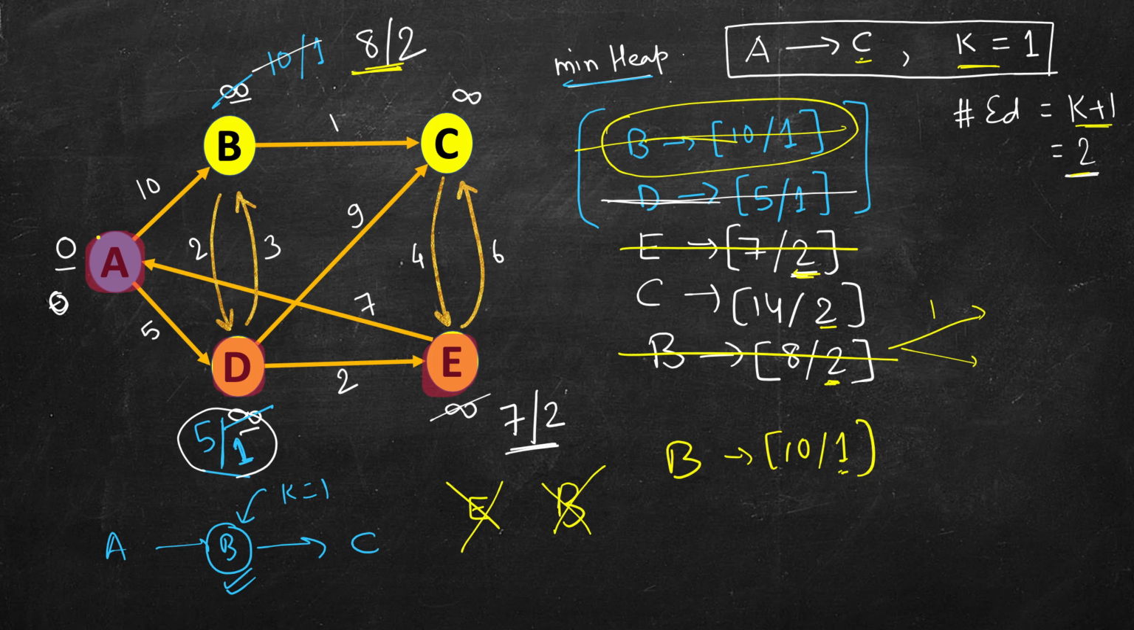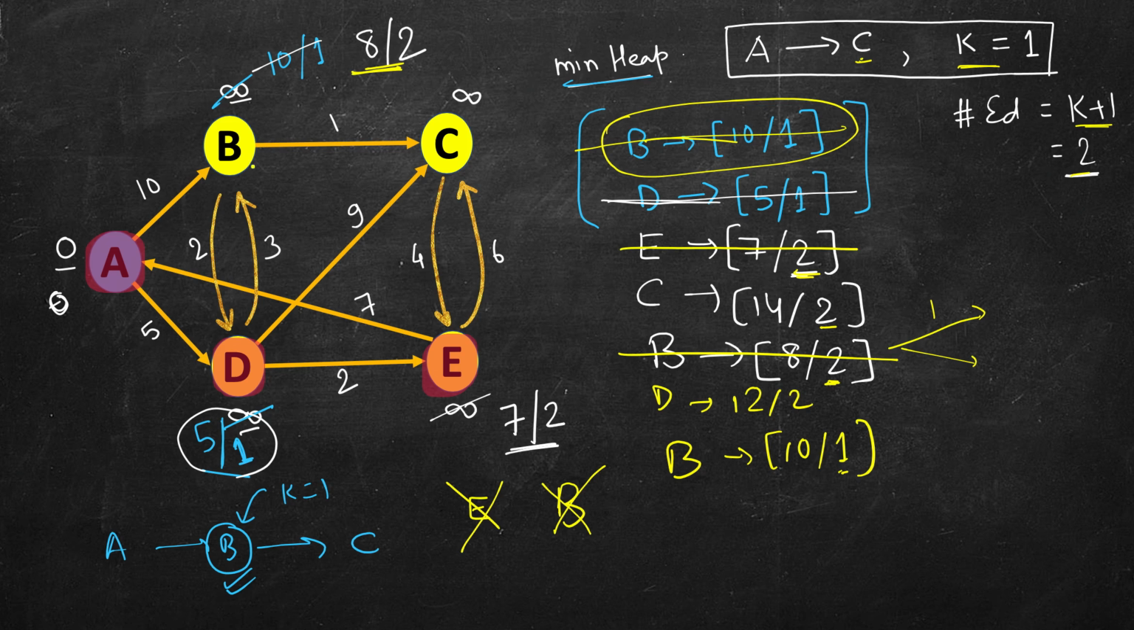So we can optimize our solution so that we don't insert a vertex again if it's finalized. But let's insert it for now. So let's insert D, and this is 10. 10 plus 2 is 12. And the number of edges is 2.